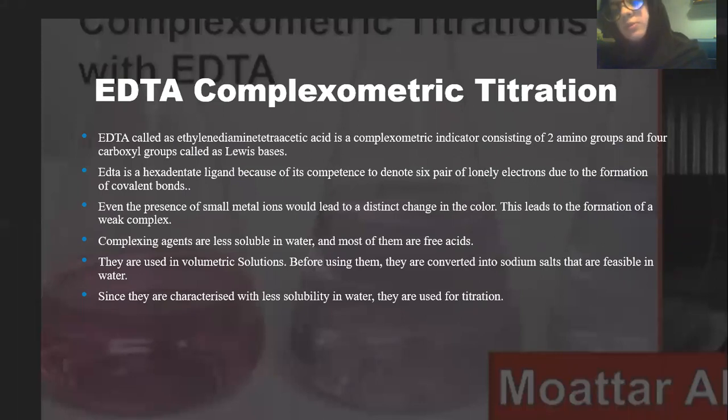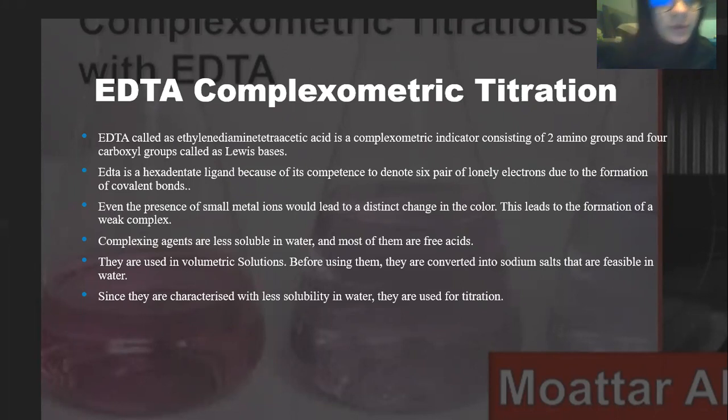What is EDTA complexometric titration? Let me tell you what EDTA is. Here is a proper description. EDTA is ethylenediaminetetraacetic acid.